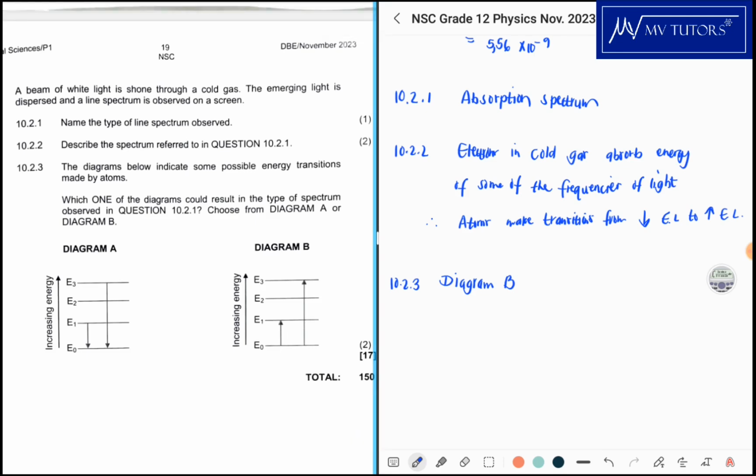For diagram A, that would be emission spectrum, because it goes from high energy to a lower energy. As it goes from high energy to lower energy, it emits the energy. So that's why it's called the emission spectrum. Here, for you to go from a lower energy to a higher energy, you need to absorb the energy, hence we talked about the absorption of energy there.